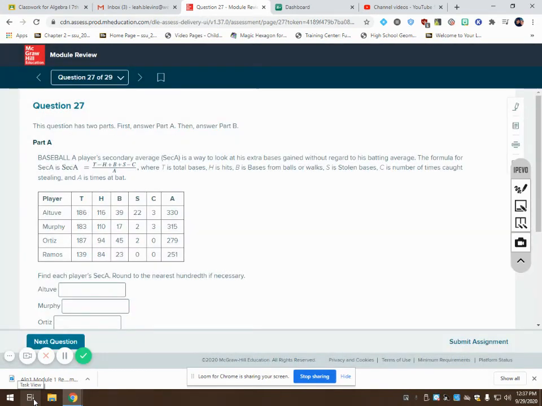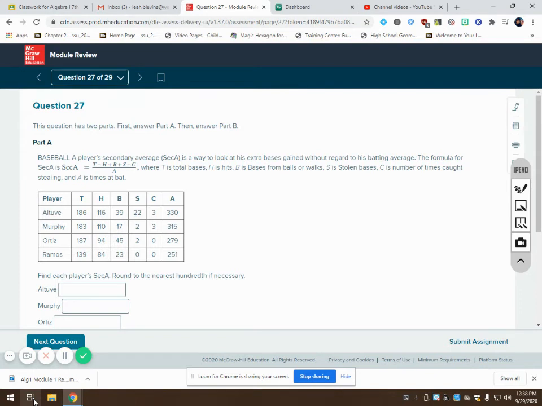A baseball player's secondary average is a way to look at his extra bases gained without regard to his batting average. The formula for SECA, secondary average, is (T minus H plus B plus S minus C) all over A, where T is total bases, H is hits, B is bases from balls or walks, S is stolen bases, C is the number of times caught stealing, and A is times at bat.